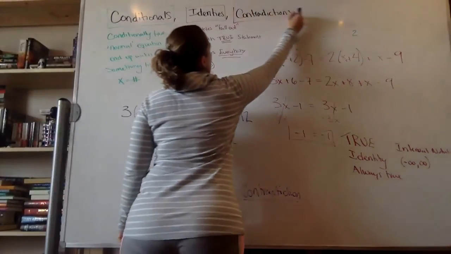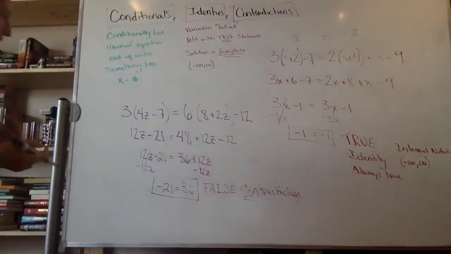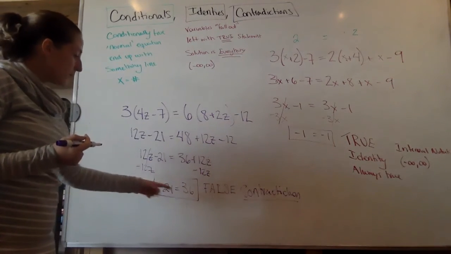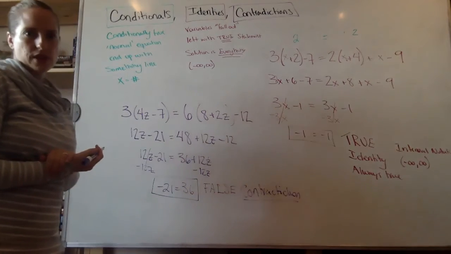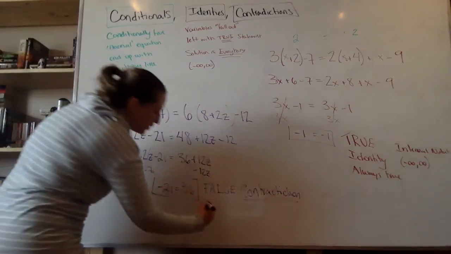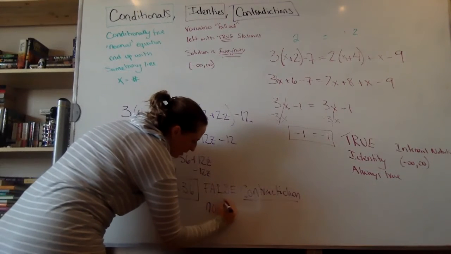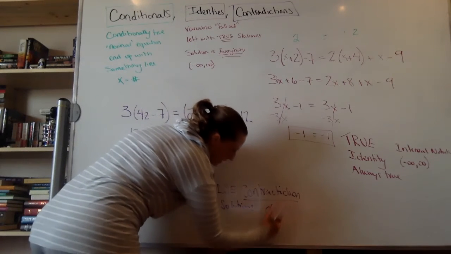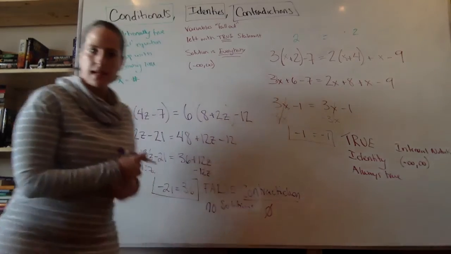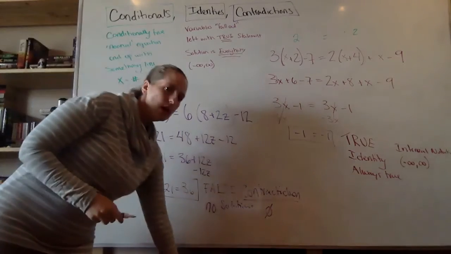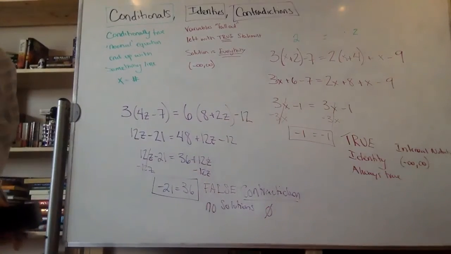Okay, a contradiction. And what's our solution here? Well, our solution is nothing. It does not matter what you plug in for z. Negative 21 is never going to be equal to 36. Never. You can't pick a z to make that true. So our solution is there are no solutions. No solutions. You know, if you want to get fancy, you can use this little symbol, which means the empty set, the set of nothing. But we can just say there are no solutions. Okay? So I'm going to go ahead and summarize what we know about contradictions.